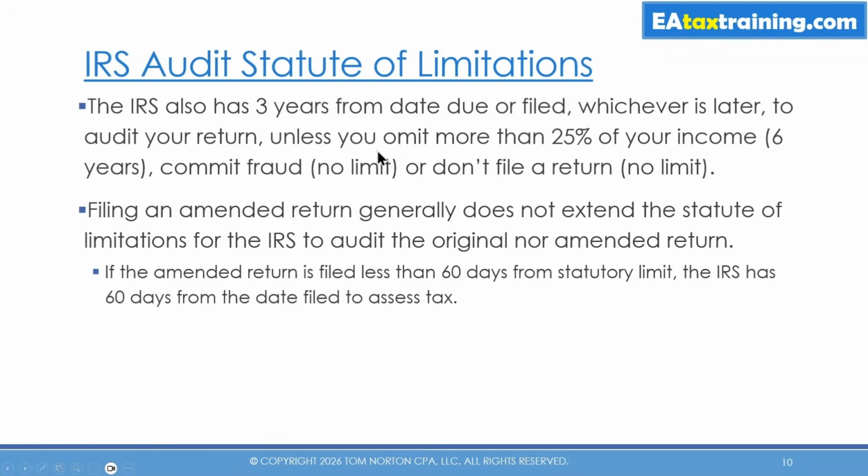If you omit more than 25% of your income, even if it is inadvertently, then they have 6 years. If you commit fraud of any kind, then there's no statute. They can go back for 20 years if they want to, if you committed fraud. And similarly, if you didn't file a return 20 years ago, they can still go back and look at that year. There is no limit in those cases.